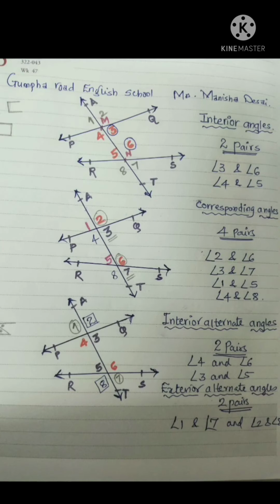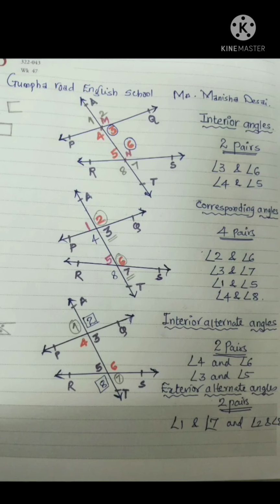Now observe the second figure. Angle 2 and angle 6 are on the right side of transversal AT and above the line PQ and line RS. And angle 3 and angle 7 are also on the right side of the transversal AT, but they are below the line PQ and line RS. So, angle 2 and angle 6 and angle 3 and angle 7, which are on the right side of the transversal AT, are two pairs of corresponding angles.